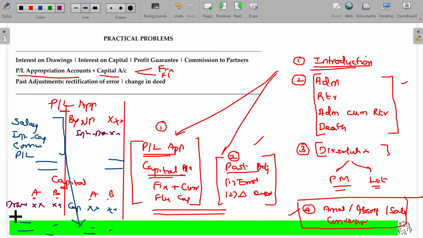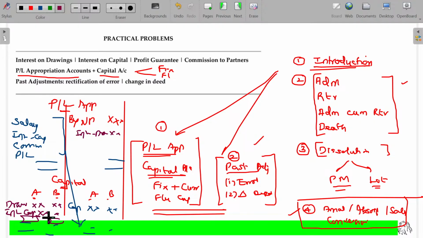Interest on drawings also reduces the capital. The ultimate closing balance will go to the balance sheet. So preparation of P&L appropriation and capital accounts are the predominant ones here.